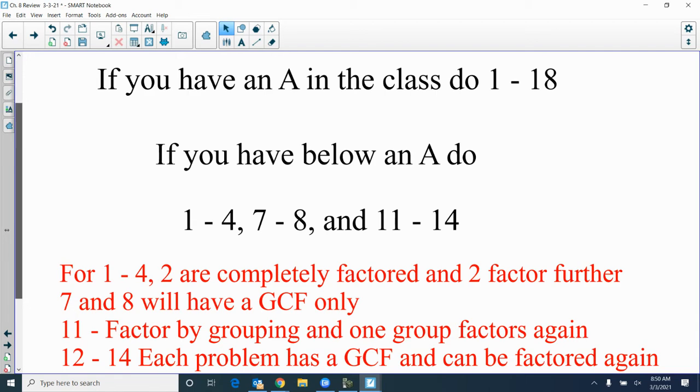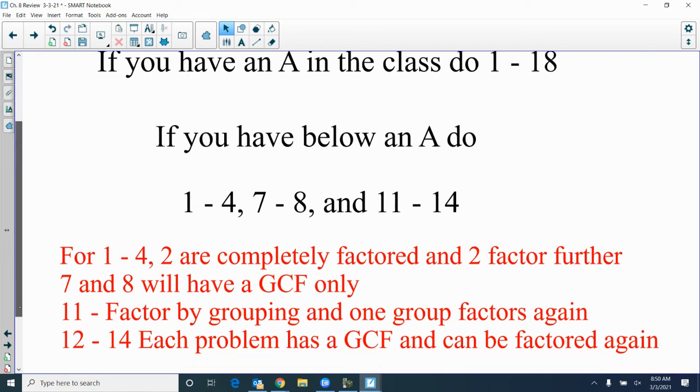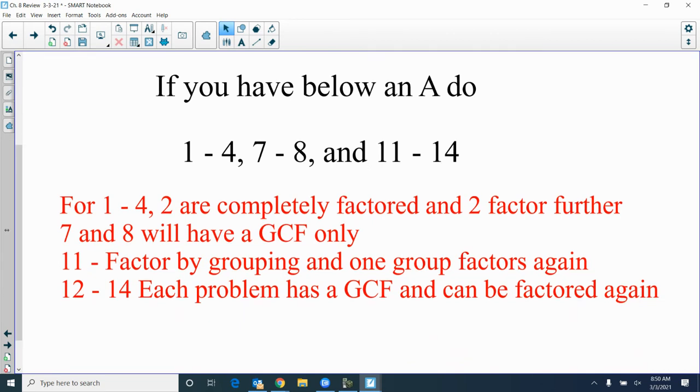Looking over your homework, there's a problem. We gave you guys a huge hint here. 11, 12, 13, and 14, they had to be factored again. So those of you that just did one thing, that's not enough. That's not going to get you a passing grade on this test. You have to look at what you have left and see if you can factor it again.